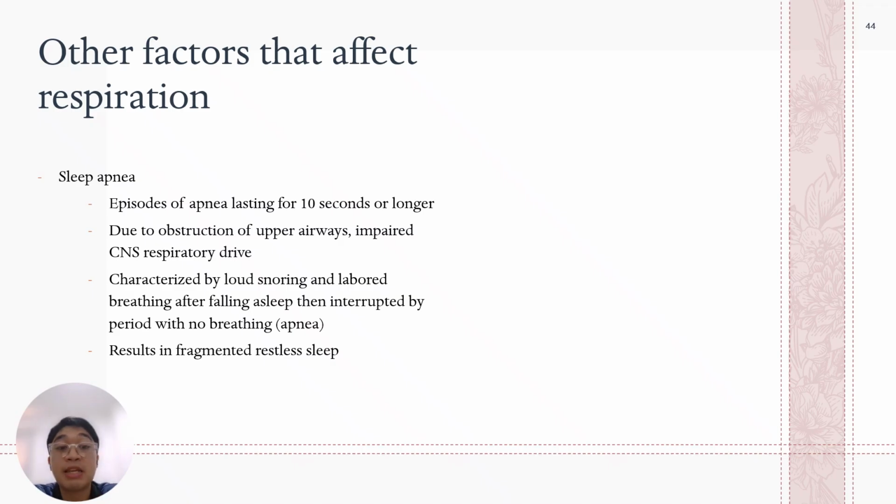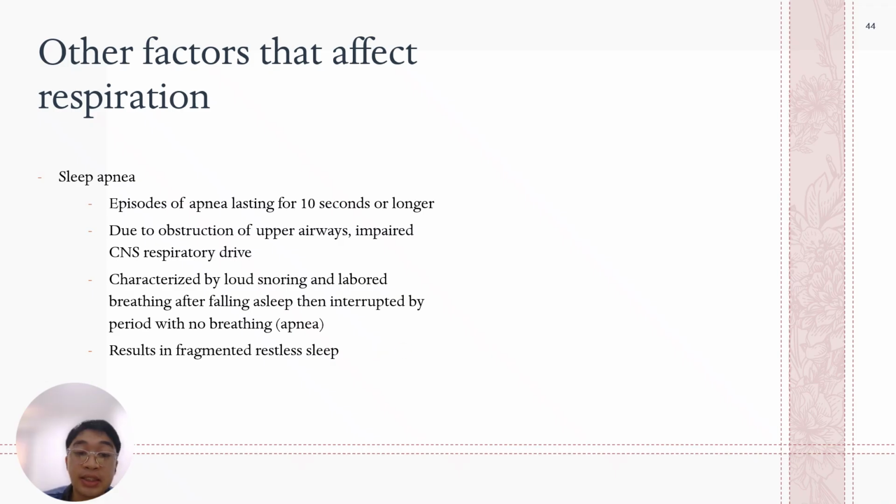Another would actually be sleep apnea. Sleep apnea is in itself when you stop breathing while you're asleep. The episodes of apnea, or absent breathing, usually last for 10 seconds or longer. This can either be because of obstruction of the upper airways or an impaired CNS respiratory drive. Sleep apnea is usually characterized by loud snoring and labored breathing after falling asleep, and then eventually it is interrupted by a period with no breathing, or apnea.